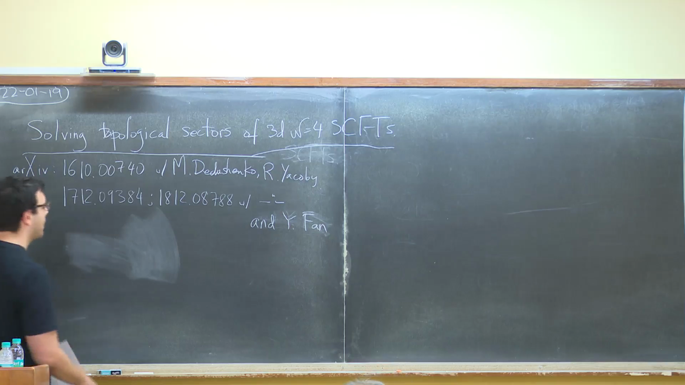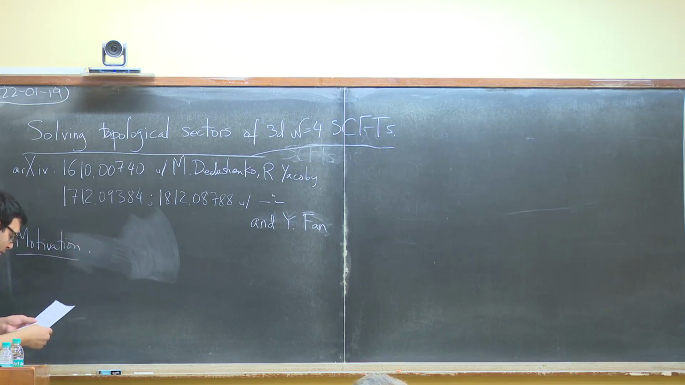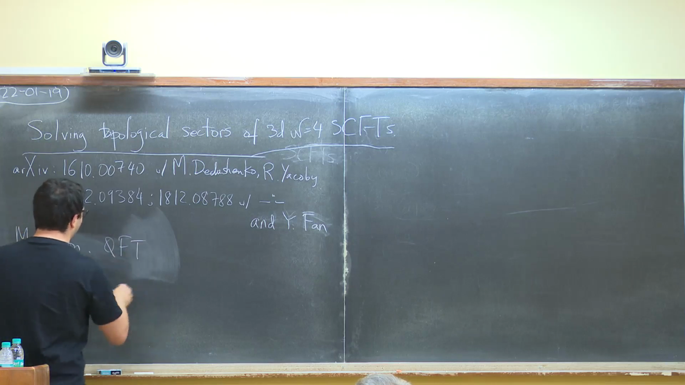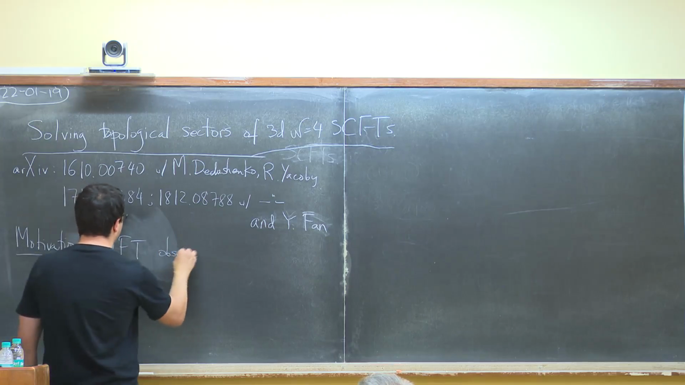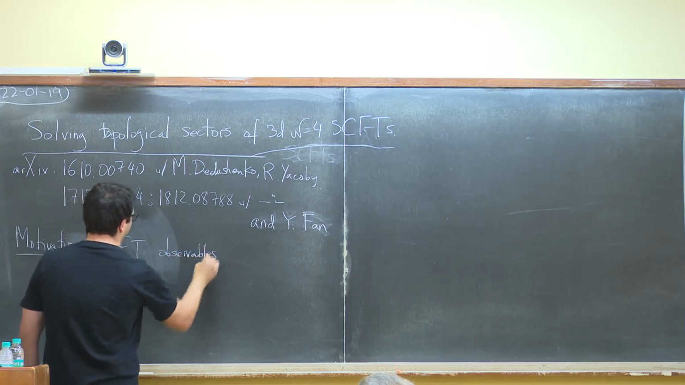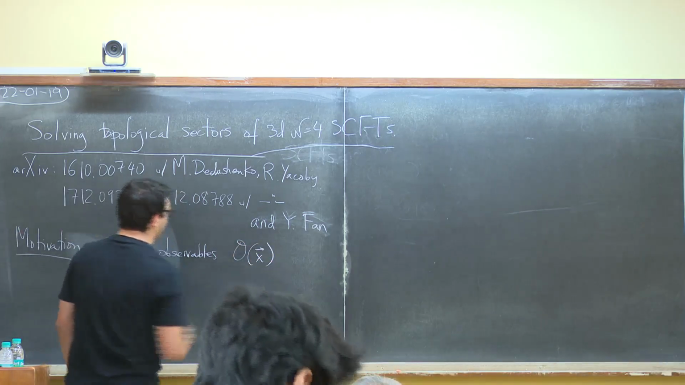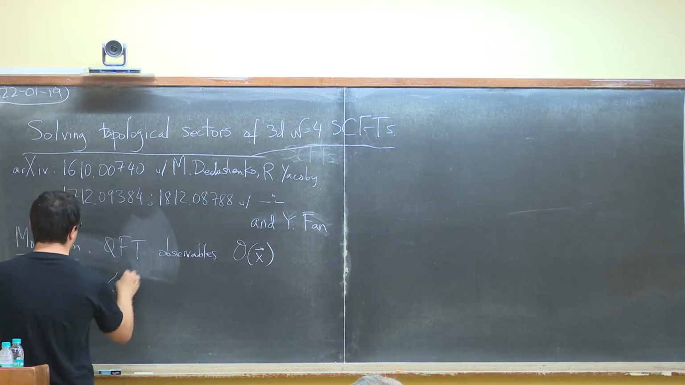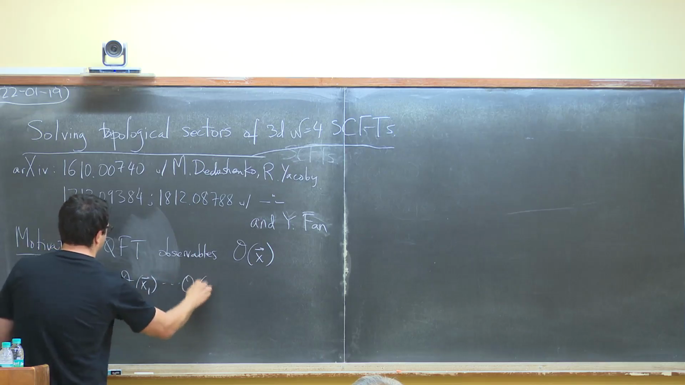So the motivation or introduction is the following. Quantum field theories have some fundamental observables, which are local operators, that can be inserted at any point x. And we can compute their correlation function, so O1 of x1 through On of xn.